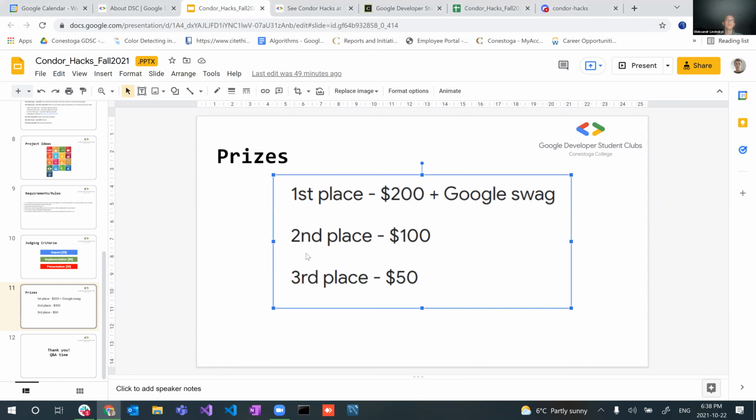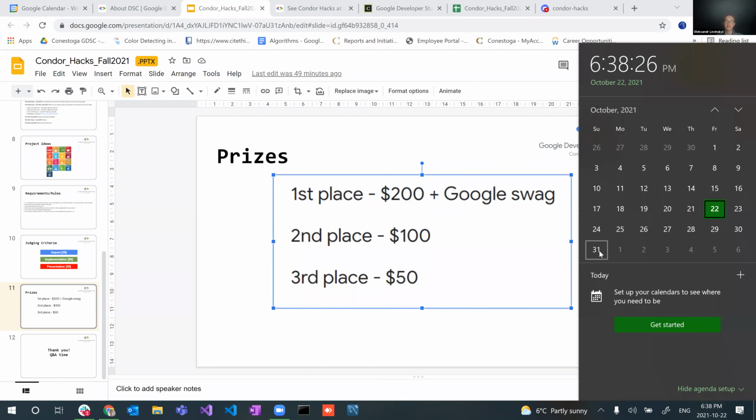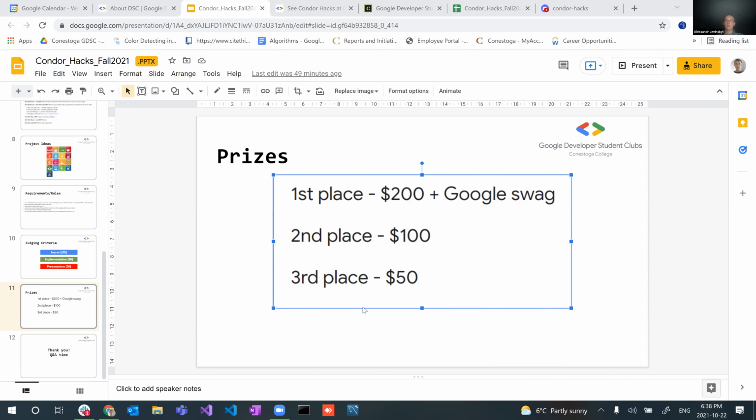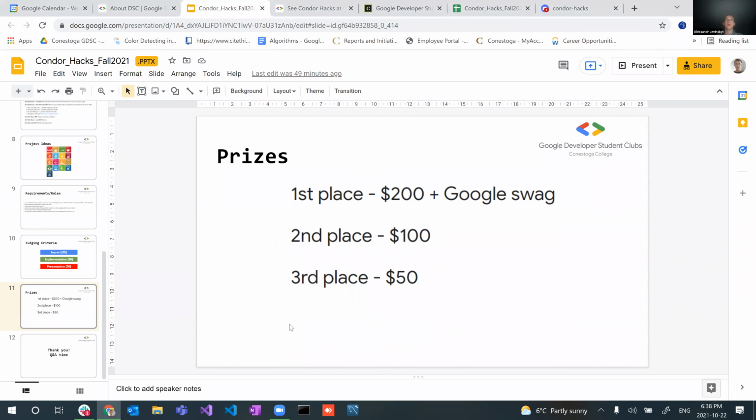Also, on the demo day itself, the presentation day, which will be October 31st, we will probably have some raffle items. So we'll give out some shirts or whatever I get from Google Developer Student Clubs. I will raffle it, so it's another chance you will be able to win Google Swag.